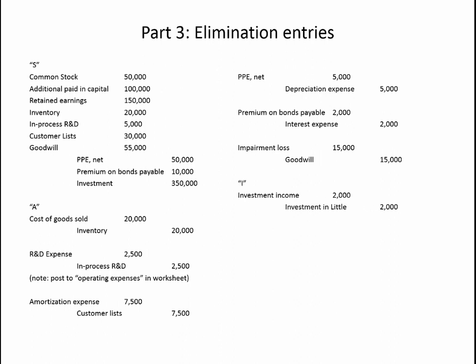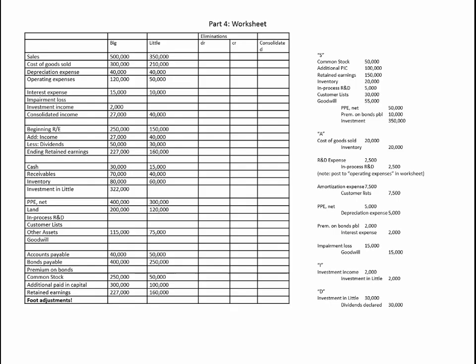I for investment income. If you look at those equity method entries we went through just a few minutes ago and added them all up, you'd find that net investment income was $2,000. That has to be eliminated. And then lastly, D for dividends, we eliminate the subsidiary's dividends declared with a credit, debiting the investment in Little.